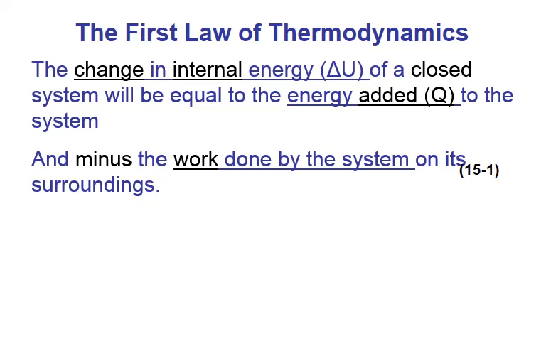So when we write out the first law of thermodynamics, we look at the change in internal energy of a closed system. It will be equal to the energy added minus the work done by the system on its surroundings. And so again, the change in internal energy is equal to the heat added minus the work done by the system.